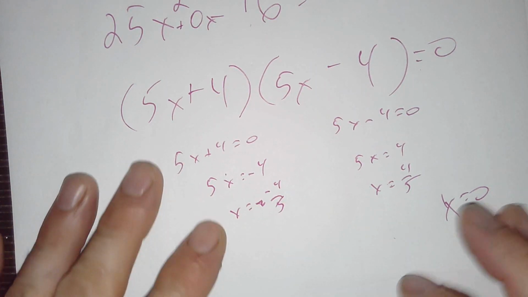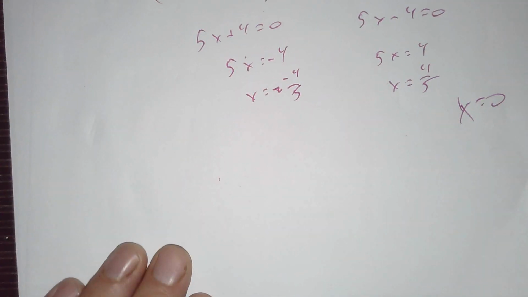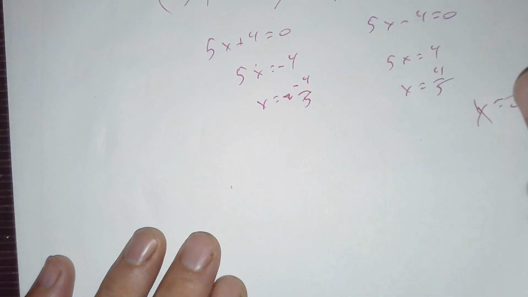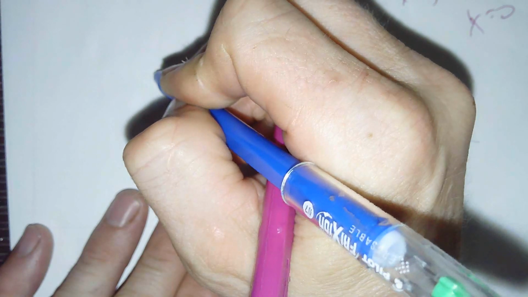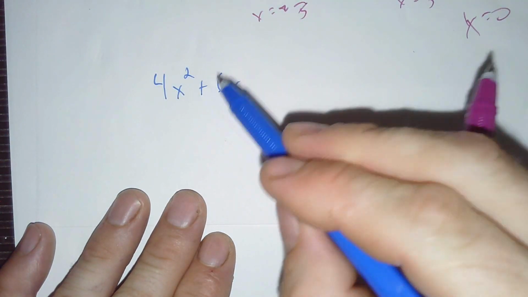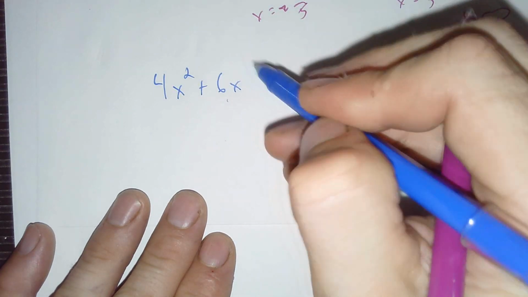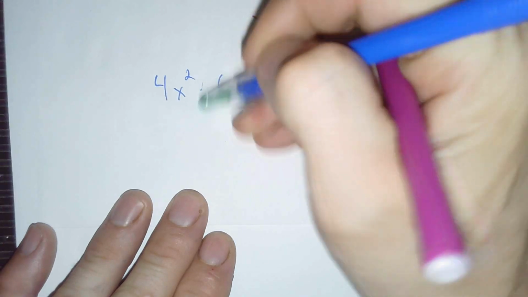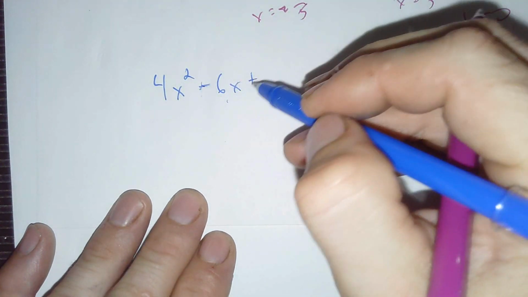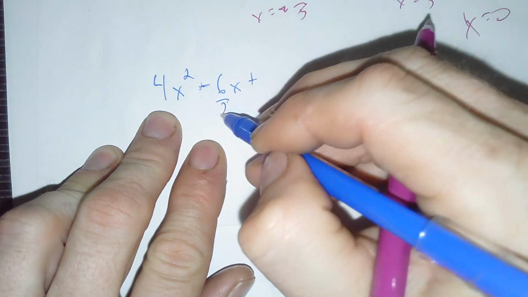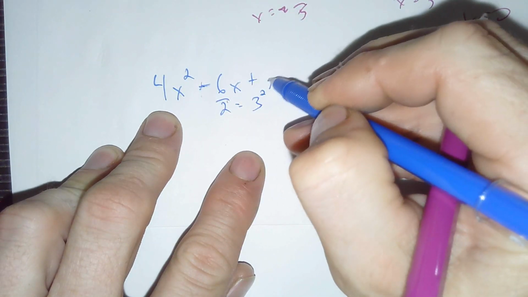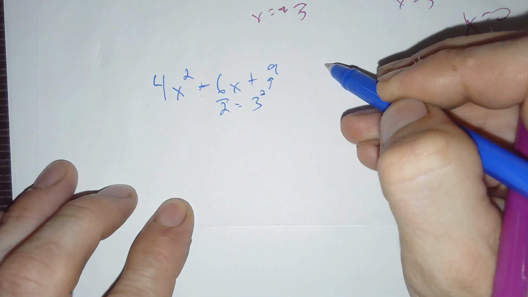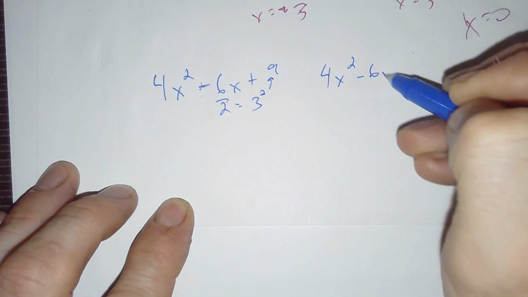Another special case is, say I have a perfect square trinomial. That's 3 terms. We'll say we have, like, I don't know, 4x squared plus 6x. What would have to be here to make this a perfect square trinomial, meaning that the first term and the last term are perfect squares? I'm going to make this a negative. So I'm going to take this and divide it by 2. That's going to be equal to 3. I'm going to square that, and that goes right there. So my perfect square trinomial is 4x squared minus 6x plus 9.